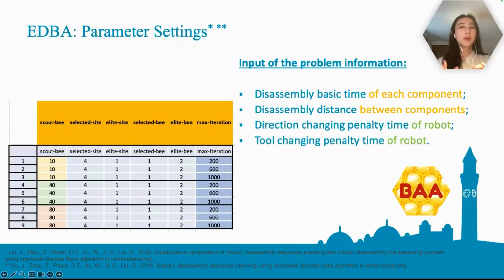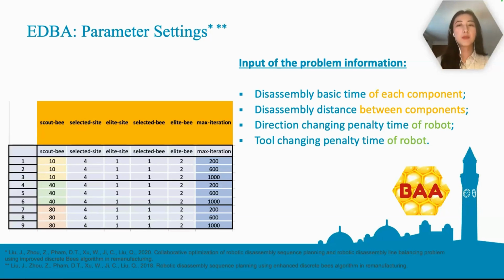So we designed the parameter settings by firstly following what Dr. Jiang Liu said in his two published works here at the bottom: the number of selected sites as 4 in this column, elite sites as 1 in this second column, selected bees as 1, and elite bees as 2. And to test the different numbers of scout bees, with 10, 40, and 80 here in the yellow, green, and light red. And we also tested different max iteration numbers, with 200, 600, and 1,000. So in total we got 9 combinations.